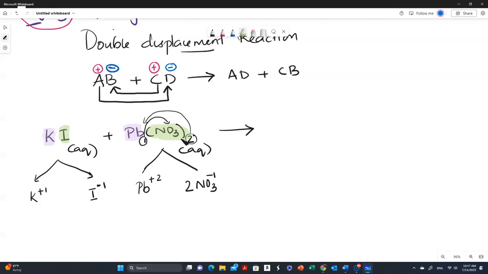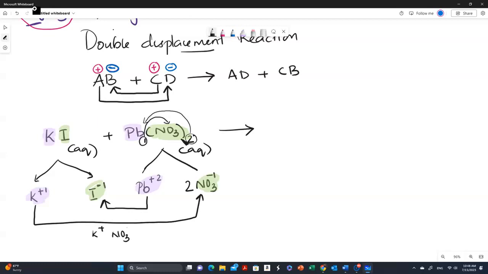So you have nitrate. You don't need that 2 for swapping the partners. This is your anion, this is your anion, and for cations it is going to be potassium +1 and Pb +2. So what is going to happen? This potassium is going to grab this nitrate and this Pb is going to grab this iodine. So I'm going to say for here K+ and NO3-.